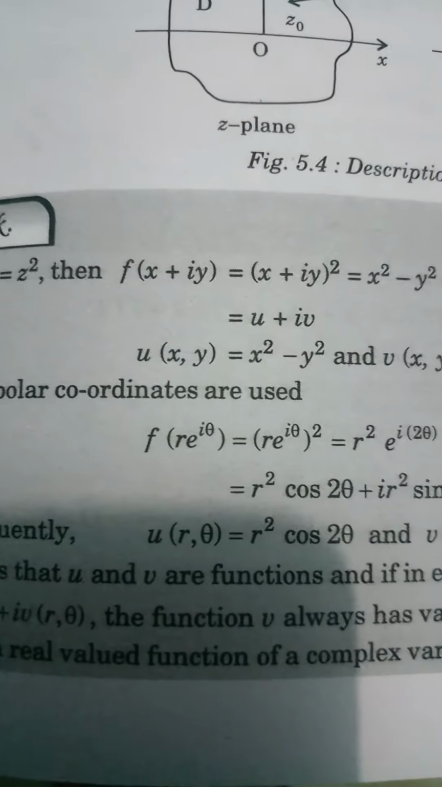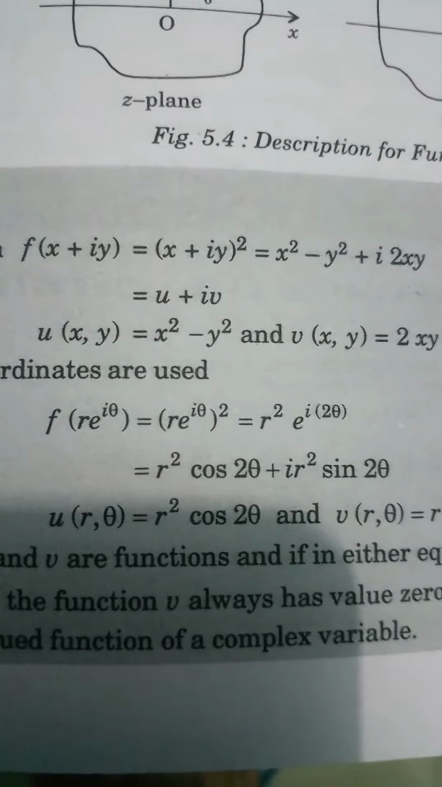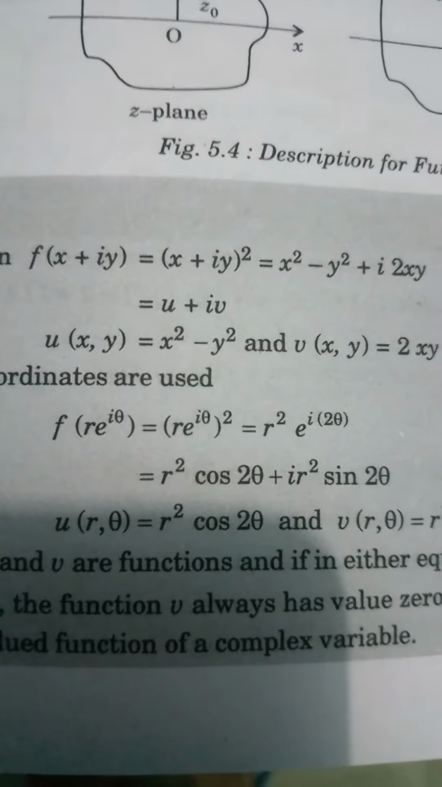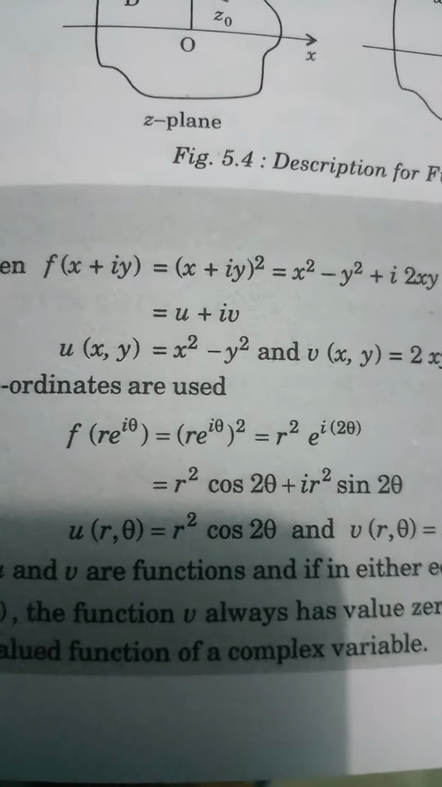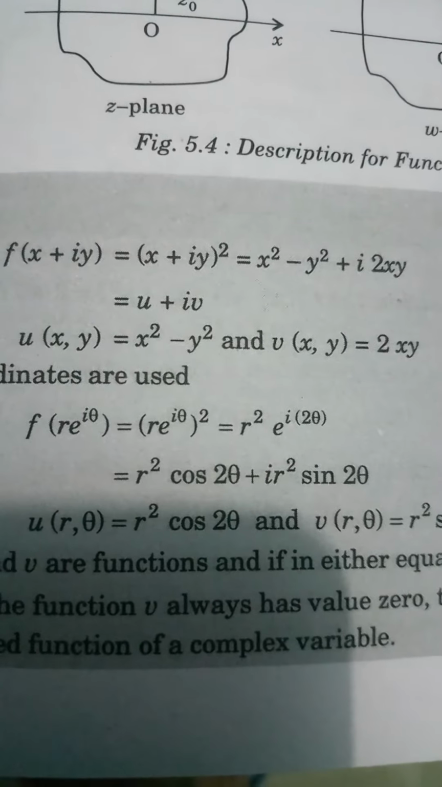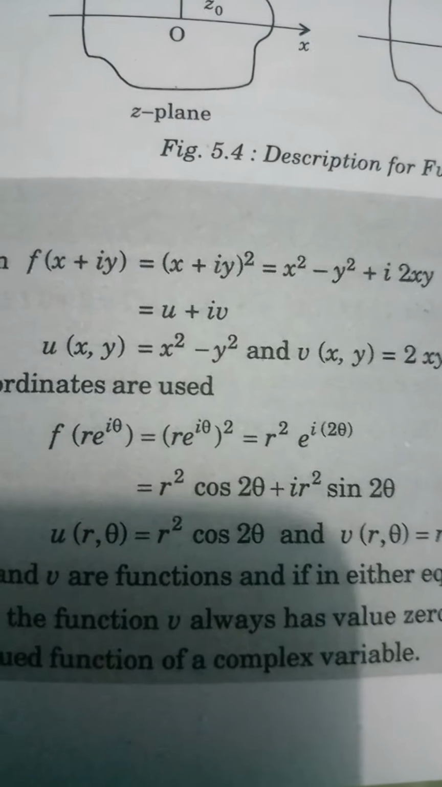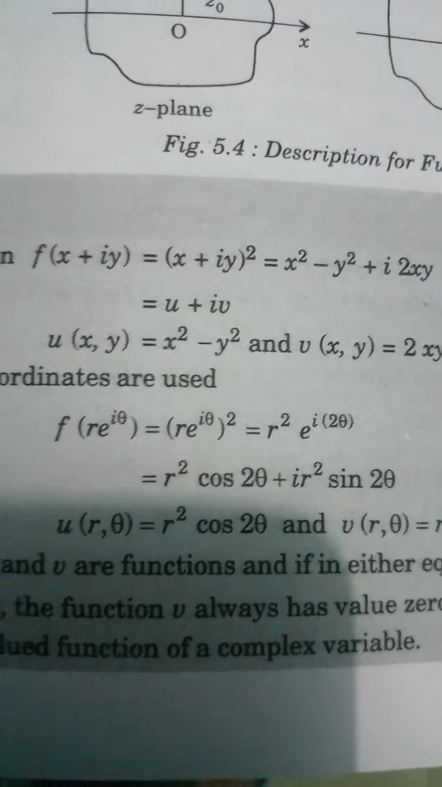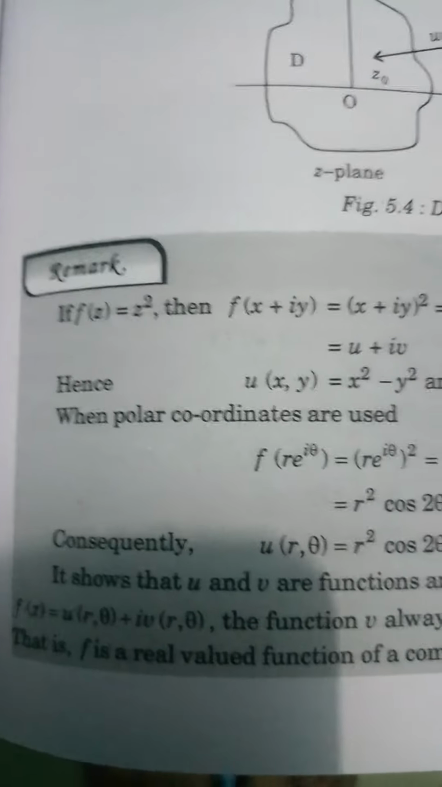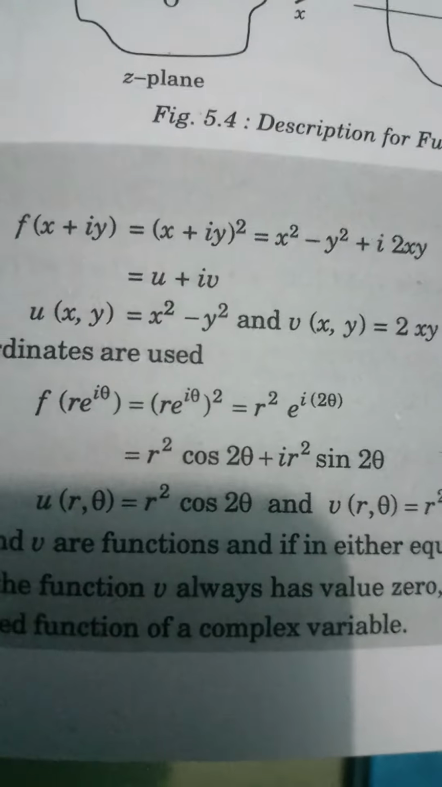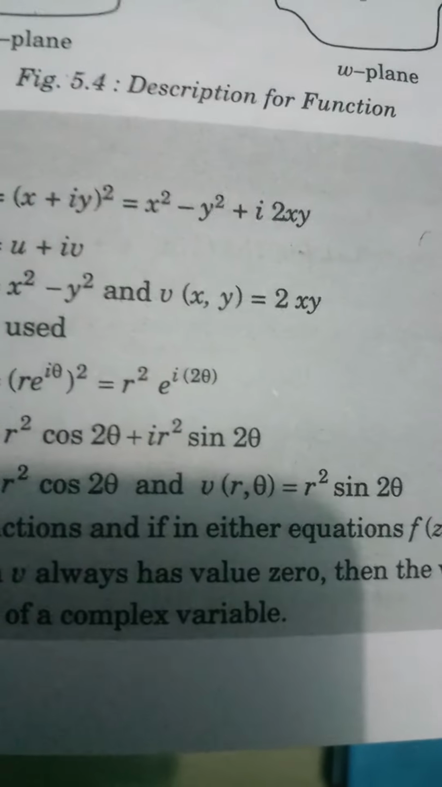When polar coordinates are used, f(r e power iota theta) is equal to (r e power iota theta) whole square, equal to r square e power iota 2 theta, which is r square cos 2 theta plus iota r square sin 2 theta. Consequently, u(r, theta) is equal to r square cos 2 theta and v(r, theta) equal to r square sin 2 theta.